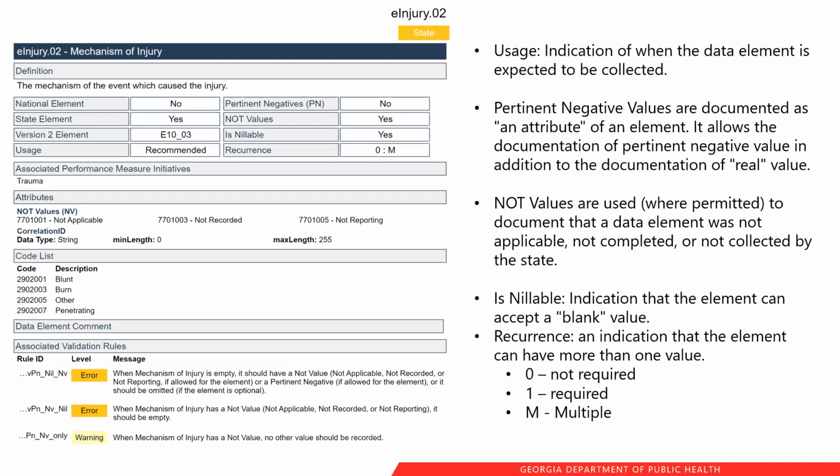There's also not values, and that's just saying it's not applicable, not completed, or not collected by the state. And then is it nillable? That just means it could accept blank. And then recurrence: how many times can it be in the record? So this particular example, it is 0 to many. So it's not required, but it can appear multiple times in that record. So I know I went in a little depth over there, but that's just a basic overview of how to read these particular variables. And all of this information on how to read it is also available at the NEMSIS data dictionary.